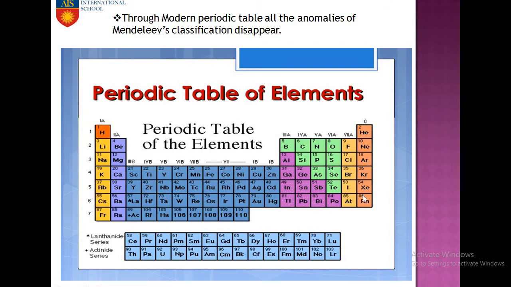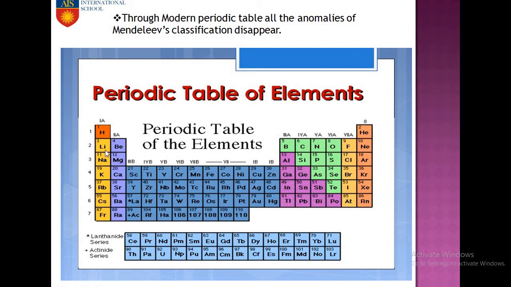Then the noble gases were placed properly, and cobalt and nickel. The cobalt atomic number is 27 and the nickel atomic number is 28. So, as nickel's is greater than cobalt's, it is placed later, after cobalt. So, this anomaly which was present in the Mendeleev classification is explained.